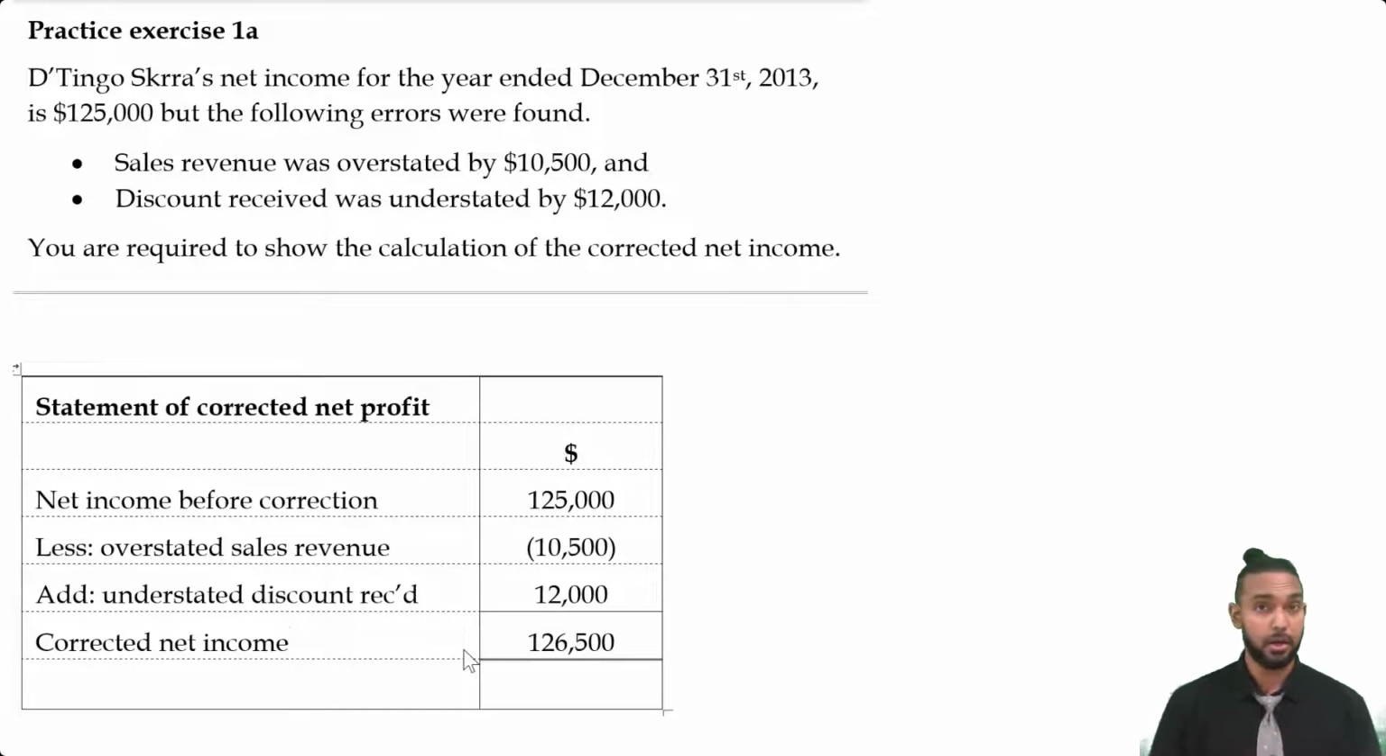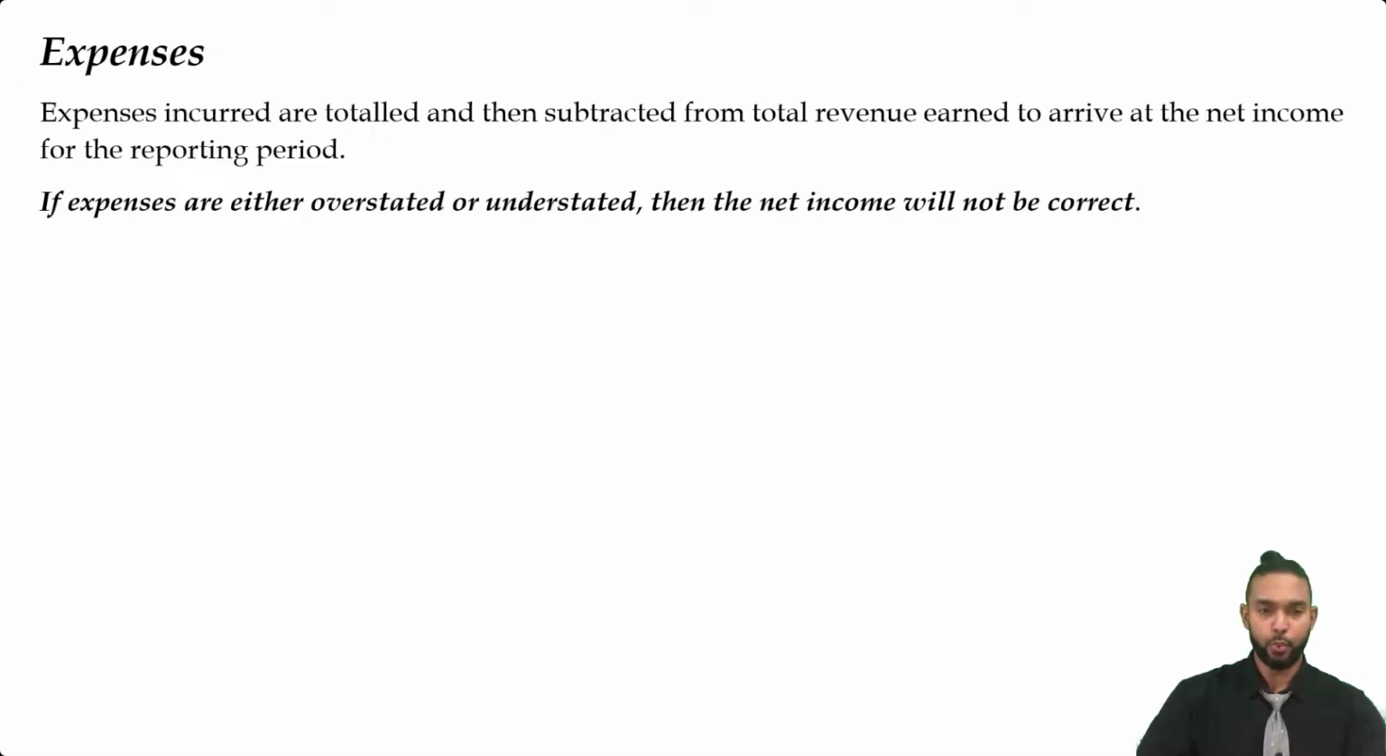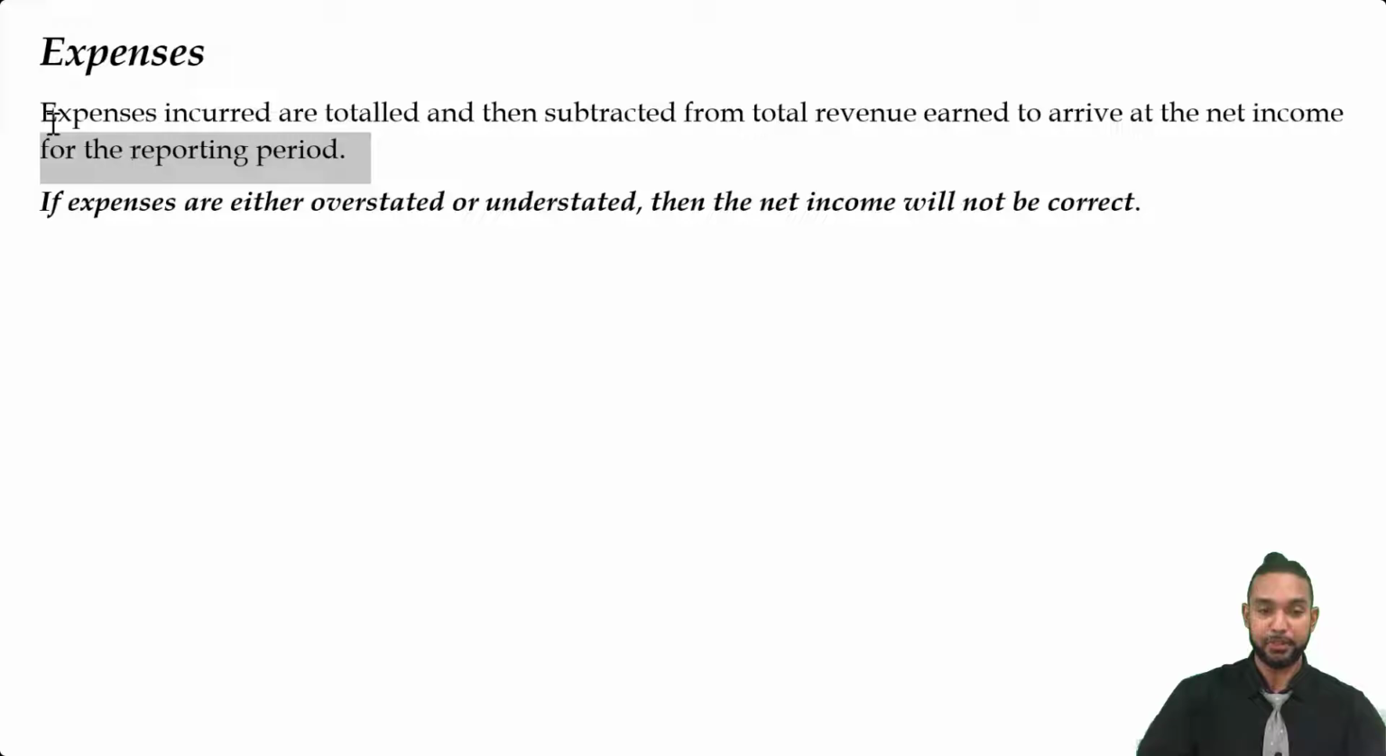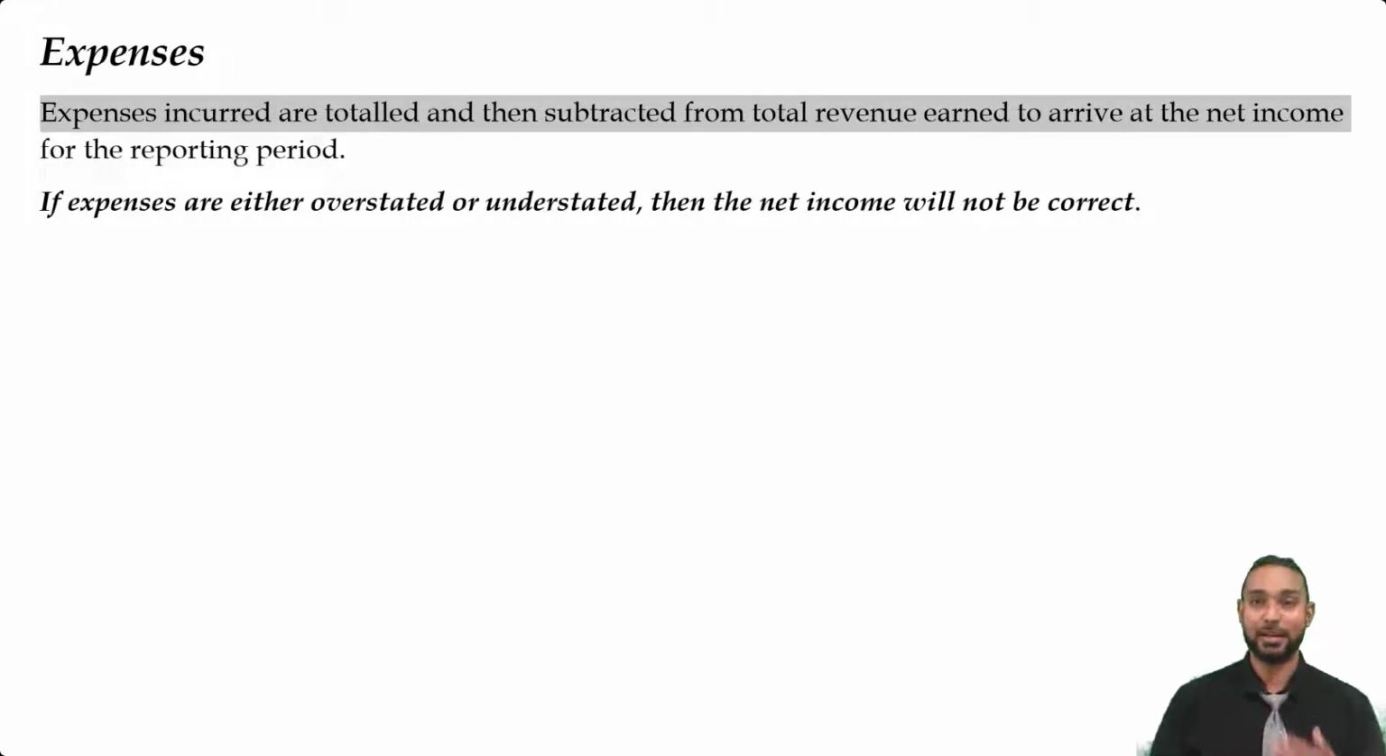Okay, let's take a look at how we deal with expenses now. So with respect to expenses, expenses are incurred and totaled and then subtracted from total revenue earned to arrive at the net income for the reporting period. So we know what it looks like in the income statement, right? We have our less expenses section. Don't forget your cost of goods sold. That's literally a cost of the goods that you were selling. So that's also an expense item, but it has a bit more of a complicated calculation.